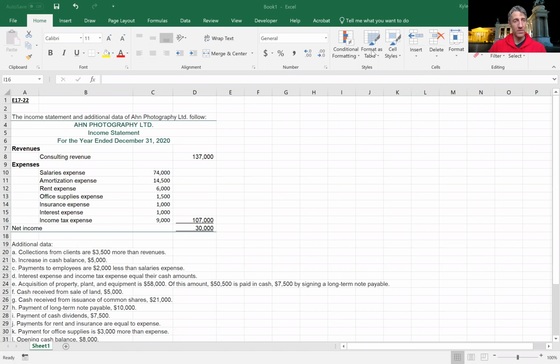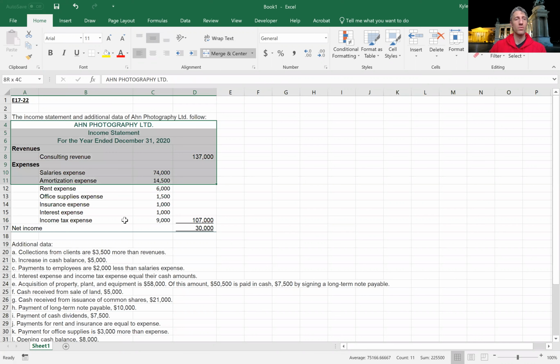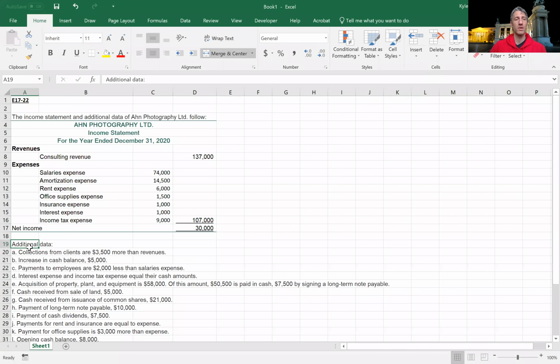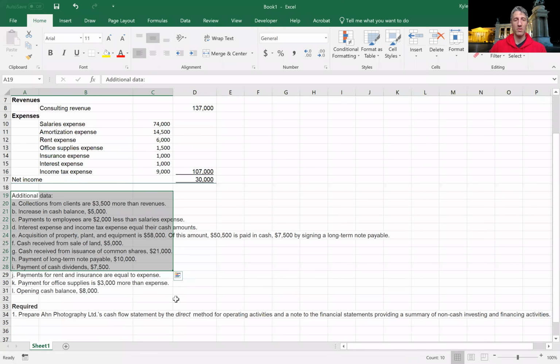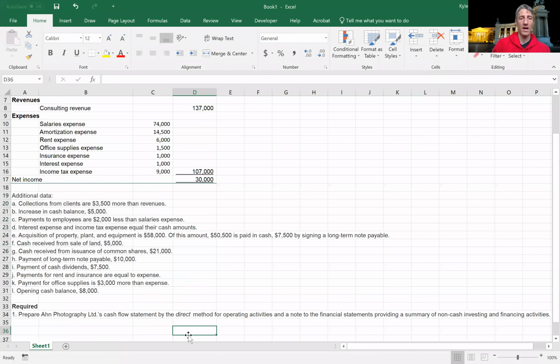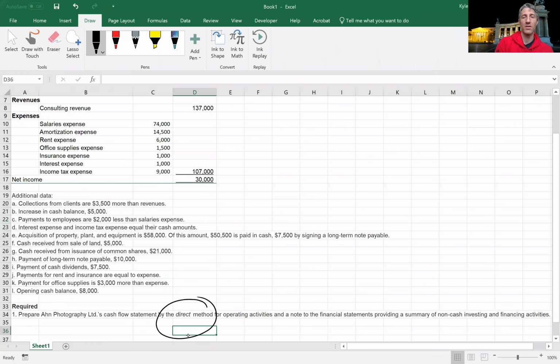So what we have here is the income statement and additional data for On Photography. We have a whole income statement here, and then a bunch of additional data. And what we need to do with this problem is prepare a cash flow statement using the direct method.